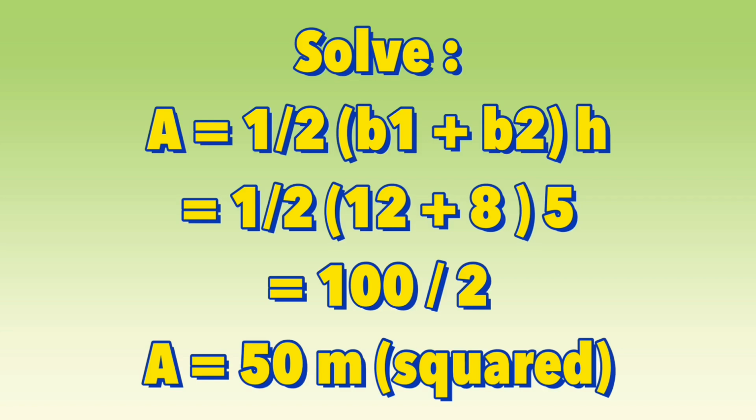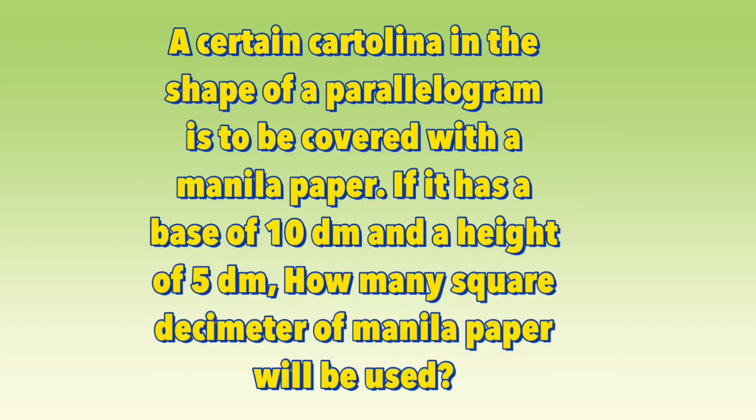So base 1 and base 2 are going to add: 12 plus 8 equals 20. Then the height is 5, we're going to multiply. Then times 1 equals 100. Then divided by 2. So the area of the trapezoid is 50 square meters.